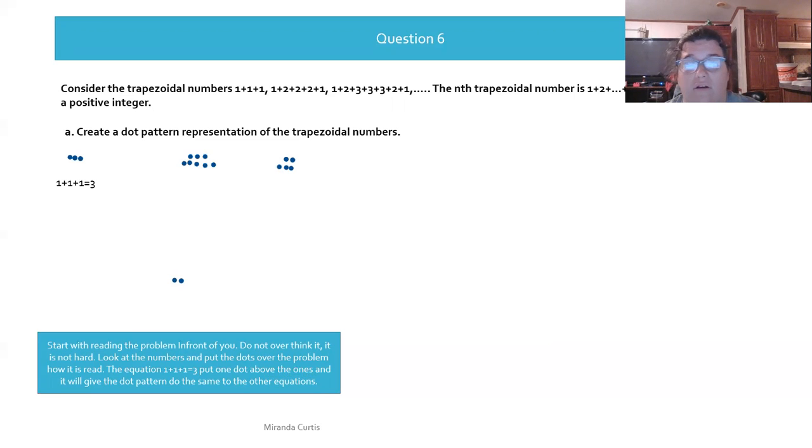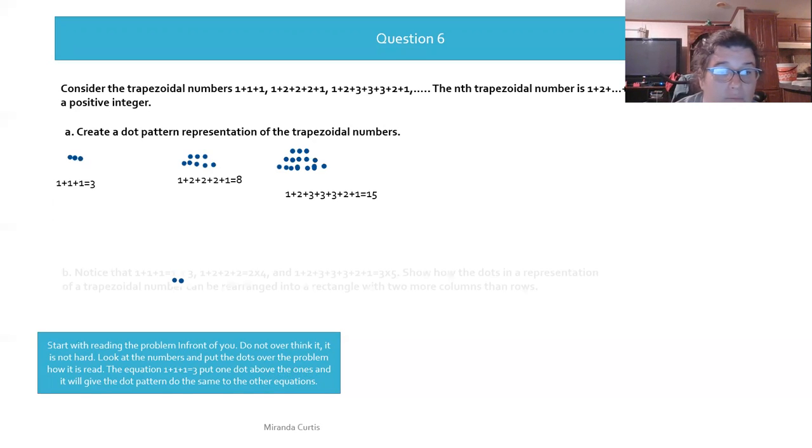We have 1 dot over top, and we got 2, 2, 2, 2, and we got 1. So that's going to equal 8. Sorry, again, I try to make them straight. And then we got 1, 2, 3, 3, 3, 2, 1 equals 15. So you each have your line, and they're going to have that many dots in that line. That's how you're going to do that one.